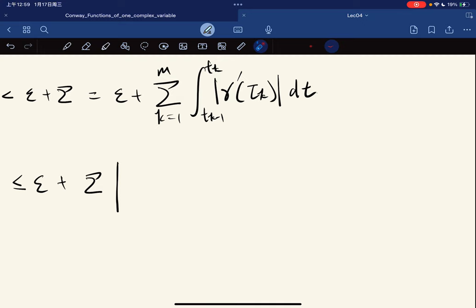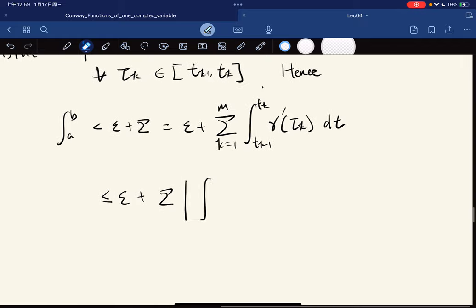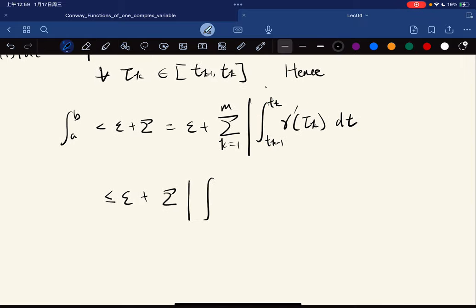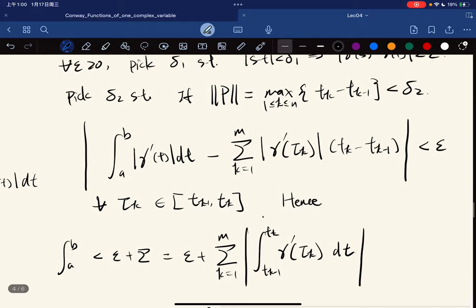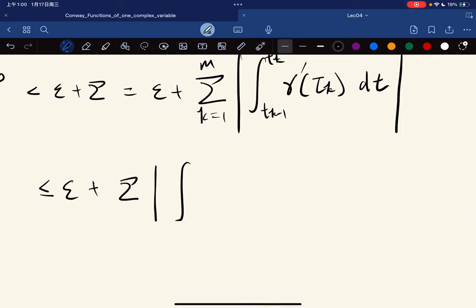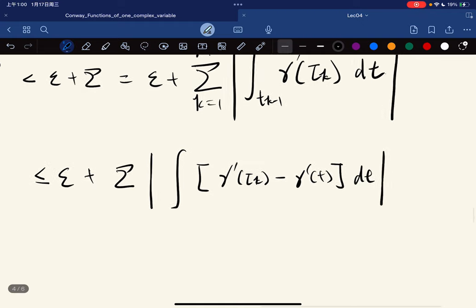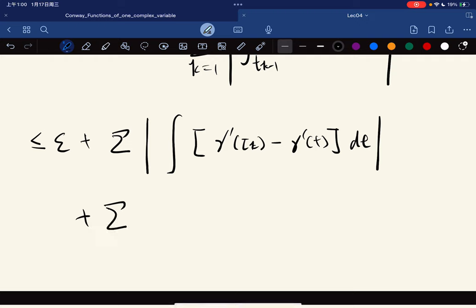So we do this, and then we split the absolute value sign. So it's less than or equal to the sum of the integral of the estimation, which should be this. Just looking at my notes, okay? So the estimation should be this. And we break it apart, it's just the integral of tau k dt, this plus the sum of the integral of t dt. Okay, so we're just splitting it.